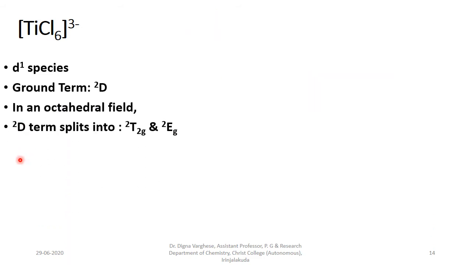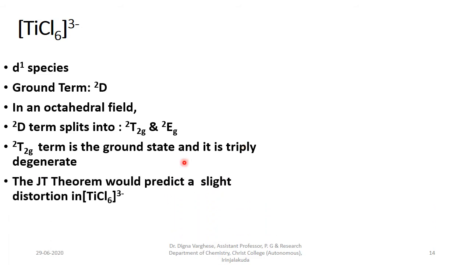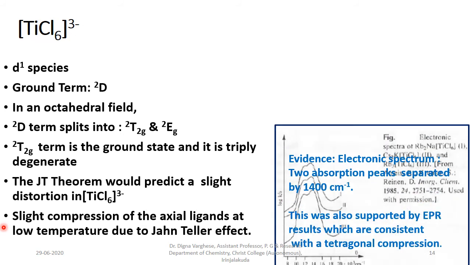In an octahedral field, the 2D term splits into T2g and Eg, and the 2T2g term is the ground state, and it is triply degenerate. The Jahn-Teller theorem would predict a slight distortion in the complex, a slight compression of the axial ligands at low temperature, due to the Jahn-Teller effect.